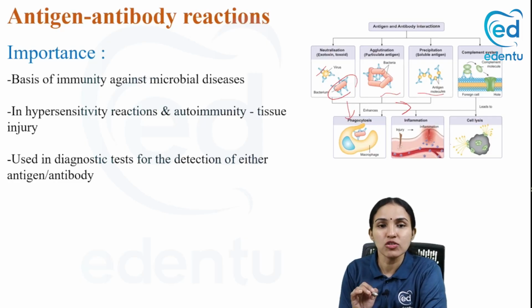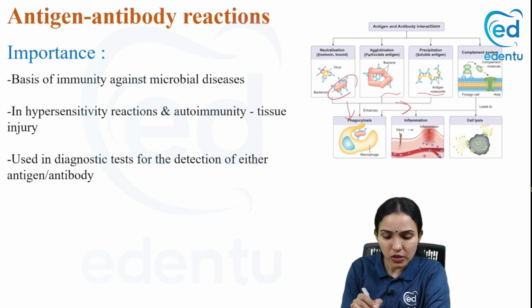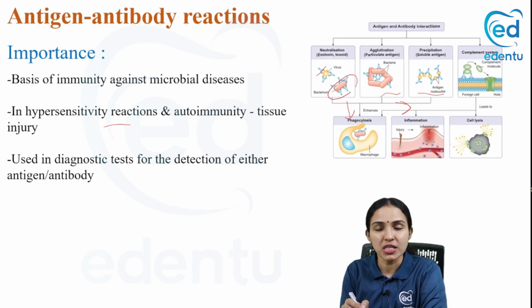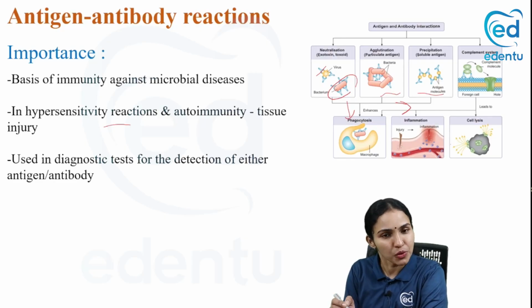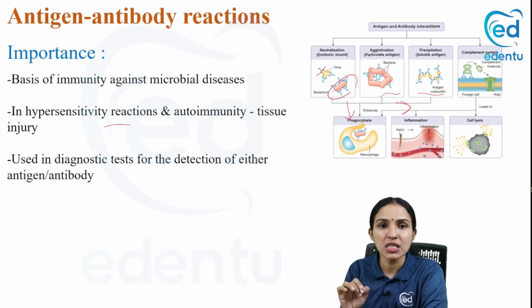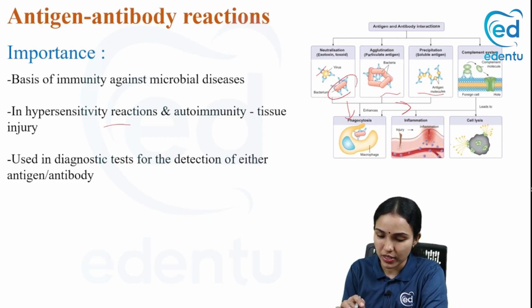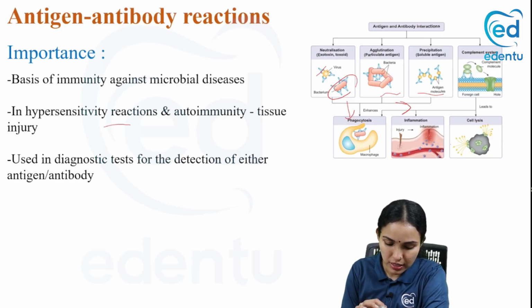Not only that, antigen antibody reaction can trigger hypersensitivity reactions, since hypersensitivity is mediated by antibody. In autoimmunity, in certain situations the body produces its own antibodies against its own antigens, called autoantibodies. The reaction between autoantibodies and self-antigens can lead to autoimmune diseases. So everything is related to antigen antibody reaction, and that is why we are going to learn about it.